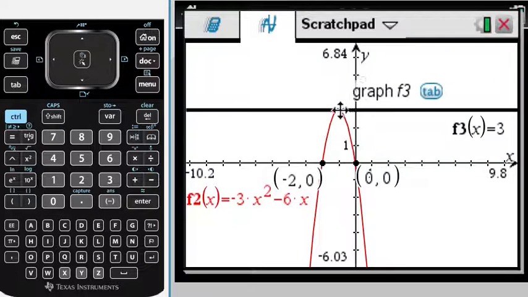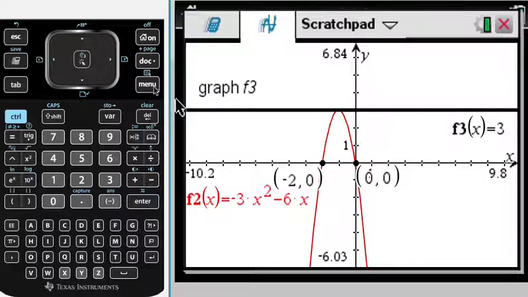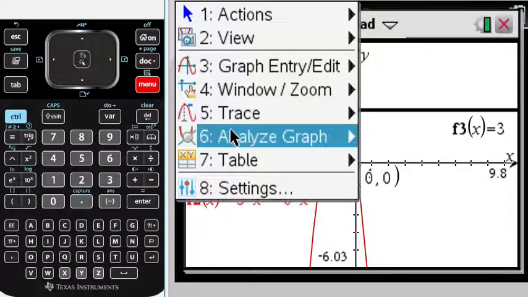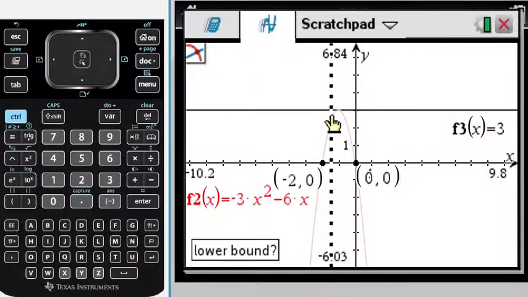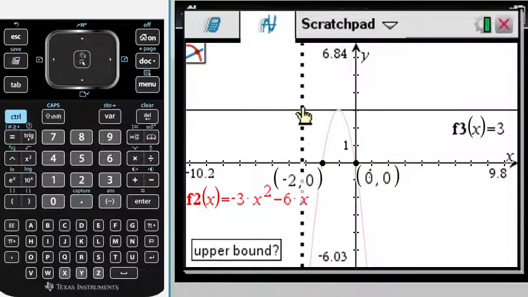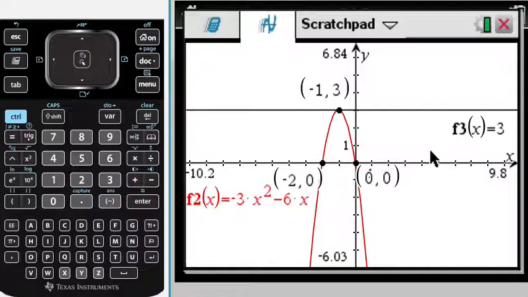It looks like right there at the tip. So how do we find that tip where they intersect, where the derivative equals 3? Well, we go back to menu, analyze graph, and this time we're going to do intersect. I only have one intersection, so I just go left of the intersection, span across to the right of it, and it looks like my value is at -1. So -1 is where the derivative is 3.